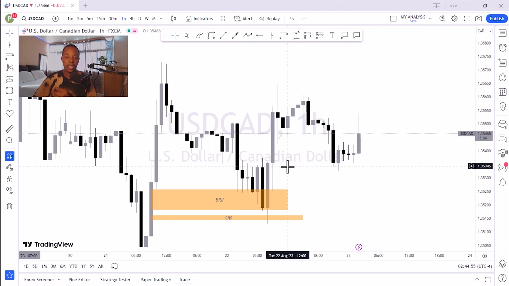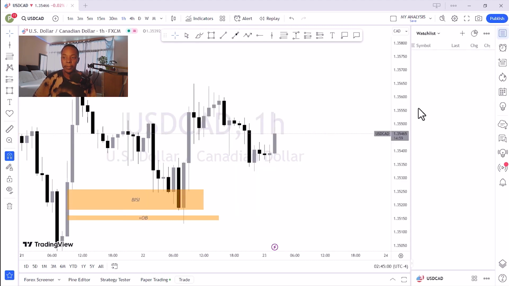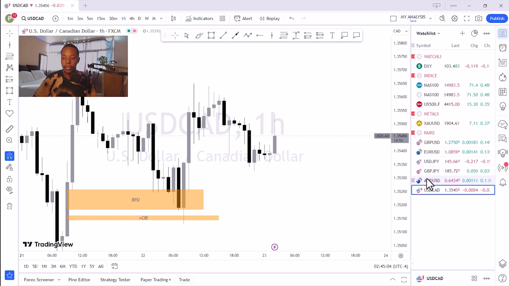But after that, later during the New York PM session, I took another trade, which is the GBP USD.